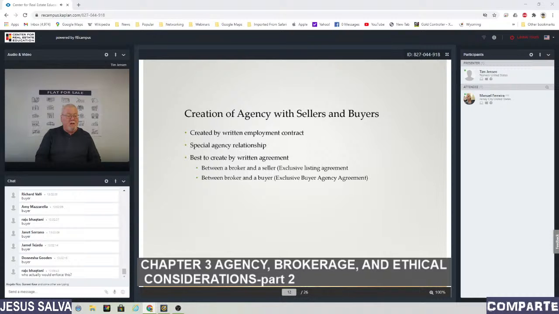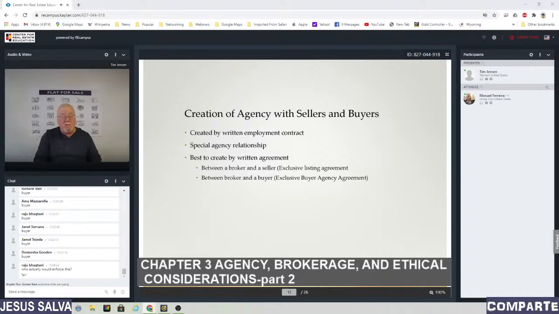Who actually would enforce that? The courts would if they got a hold of it. All right, I'll tell you this. Brokers usually hire very smart attorneys. So if they find out that their client bought a house with another broker while they were still under contract with me, I'm suing that guy for commission. And you know what? They'll win in court because the judge will say, did you sign the agreement? Yes. But I didn't know what I was signing. Doesn't matter. You signed the agreement, right? Yeah. Pay the guy.